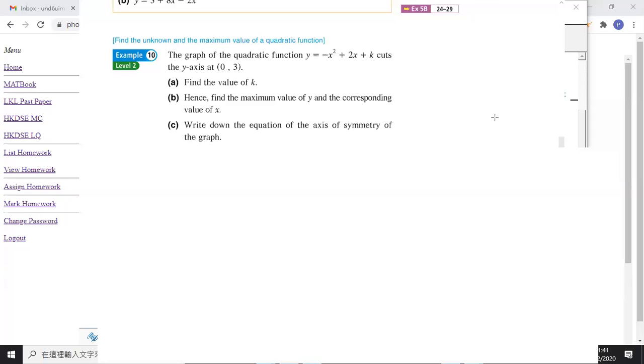A quadratic function has 5 features. The first one is the direction of opening, that is, opens upwards or opens downwards. And then the second feature is the y-intercept, and the third feature will be the x-intercept, and the fourth feature will be the vertex, and the fifth one will be the axis of symmetry. Okay, and then sometimes we need to mix them together.